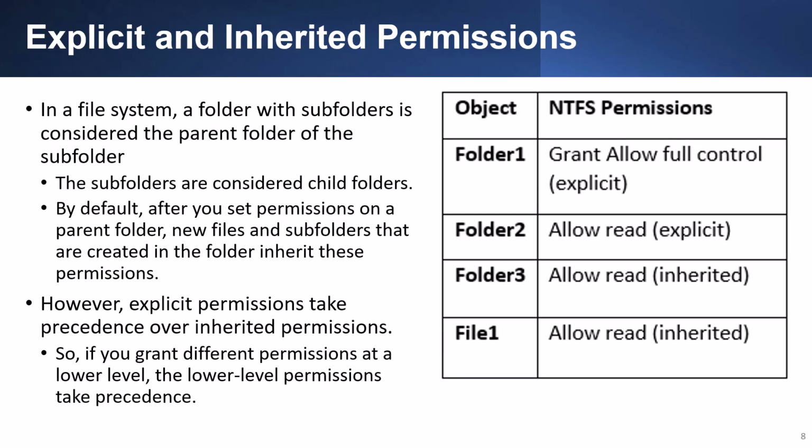If you grant different explicit permissions at a lower level, the lower level permissions take precedence. In this example, Allow Full Control permission was granted on folder 1. The Allow Full Control permission would normally flow down to folder 2. However, since the Read permission for the user or group was explicitly assigned, that becomes the new permission for folder 2, and that Allow Read permission will flow down to folder 3 and file 1.